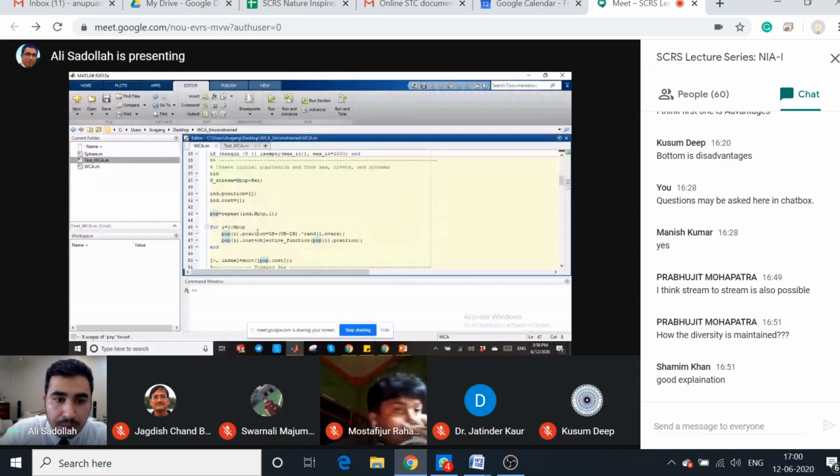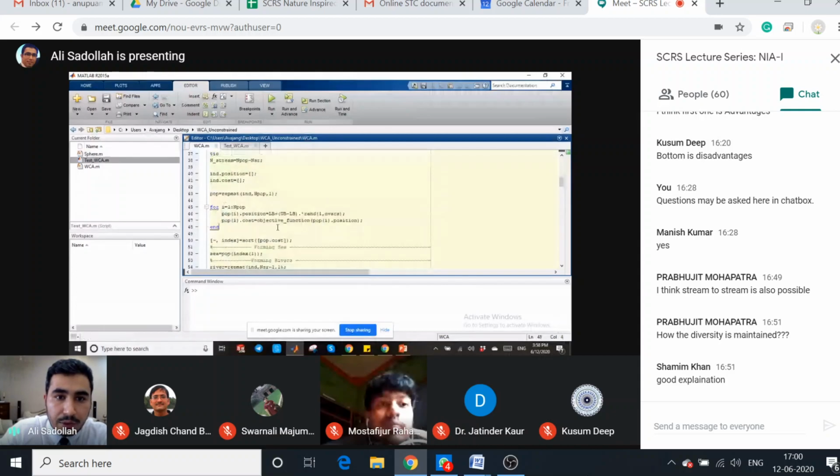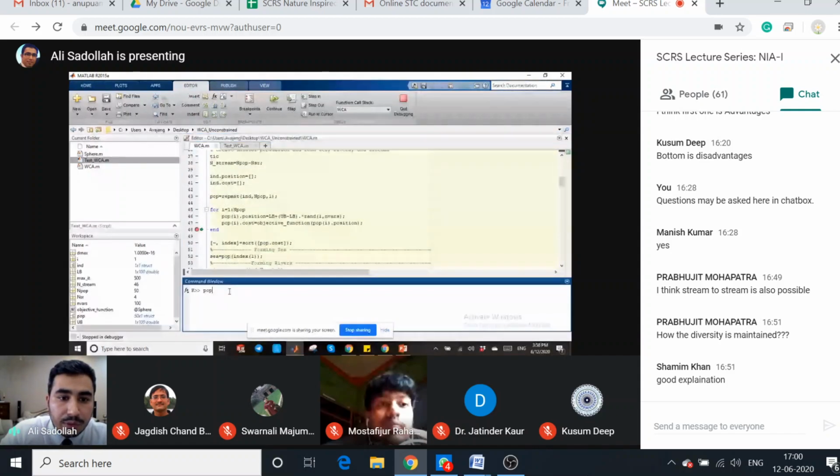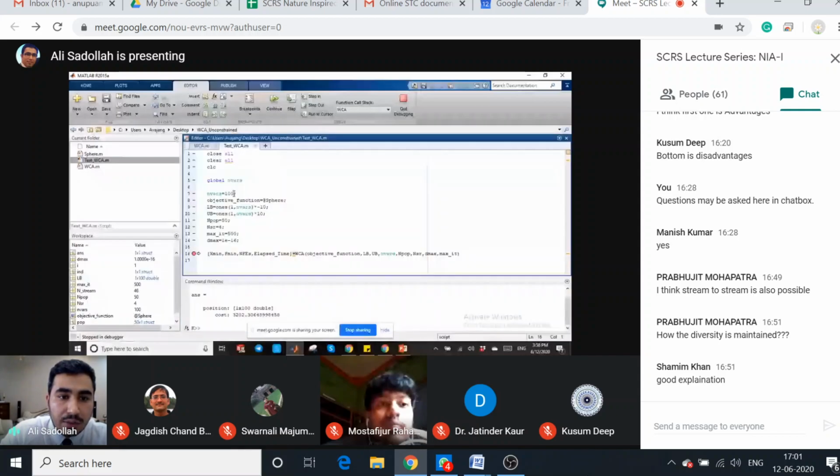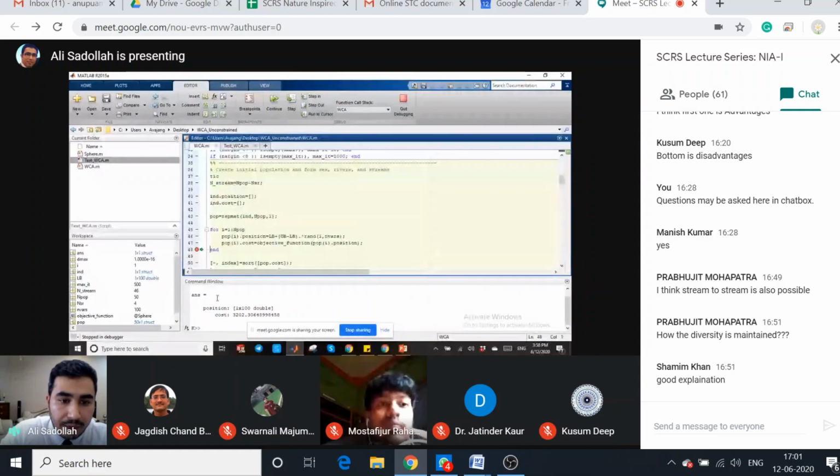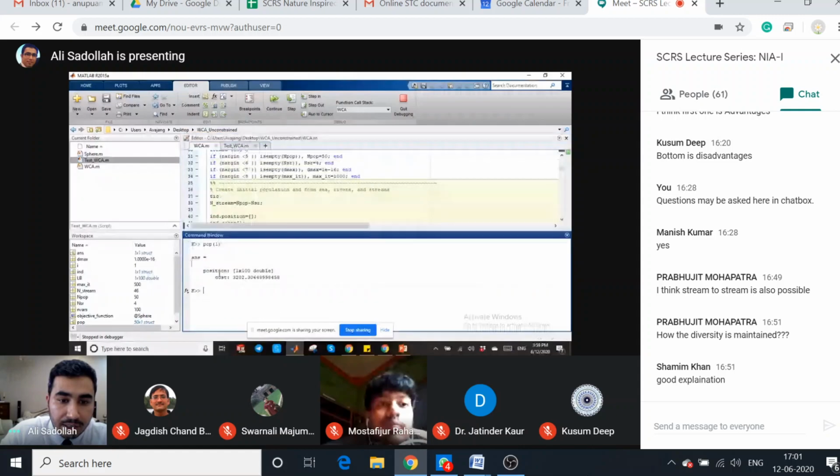Okay. For example, if I want to see here, if I go here, and then step in and then come here, we can see that pop one is like this. I already mentioned the number of design variables is 100, so it's very high actually, we cannot see it all here, and the cost value is like this. So population pop one has the position like this, and the cost is like this. Actually, the cost function is the sphere function.